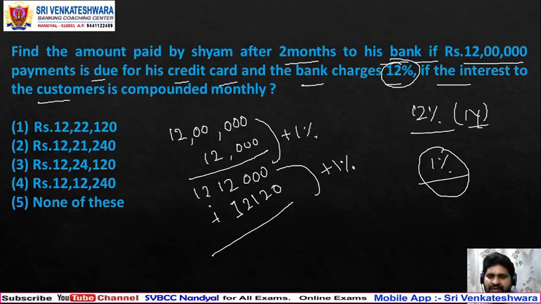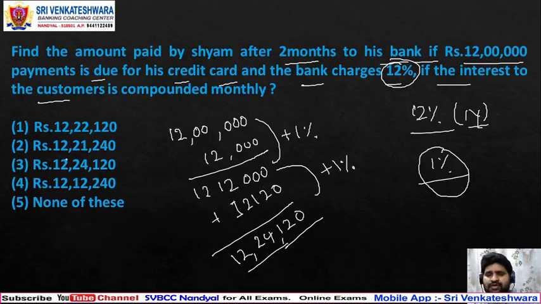If I take 1% on this one, I have to remove the last two zeros. 12,120, so the last two zeros give 120. 12 plus 12 is 24. So I get 12 lakh 24,120. First year I'll get 12,000, and again 1% on the second month.